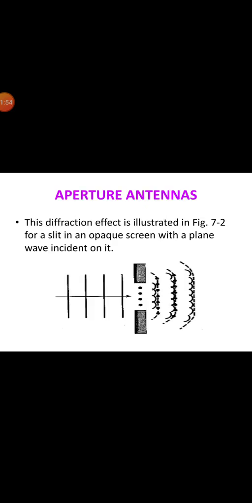Huygens principle evolved into the mathematical form referred to as the equivalence principle. The field equivalence principle replaces an aperture antenna with equivalent currents that produce radiation fields equivalent to those from the antenna. This diffraction effect is shown in this figure for a slit in an opaque screen with a plane wave incident on it.